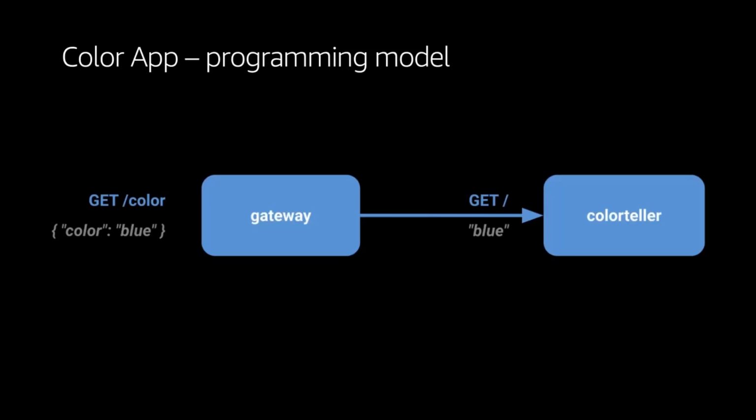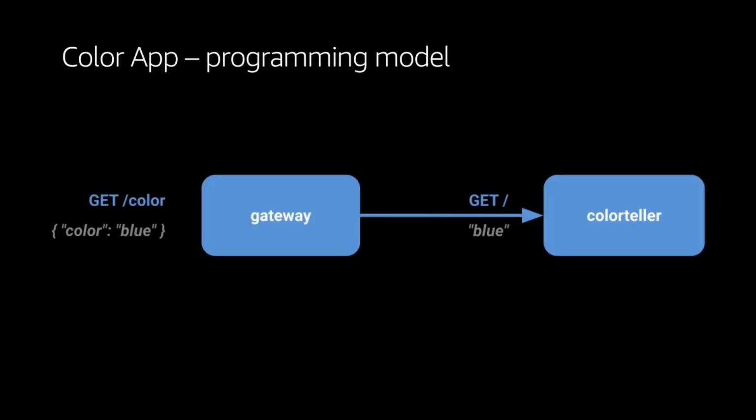So we've got this gateway service, and it's going to go ahead and fetch a color from our color teller service. Color teller could be returning any kind of content. In this case, it just happens to return a string, but it could have been HTML, it could be JSON, it could be YAML. It returns a string, and V1 of our color teller service returns blue.